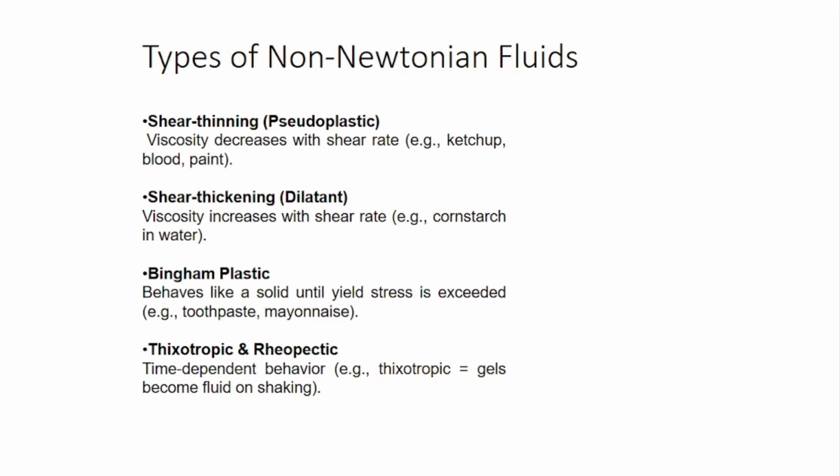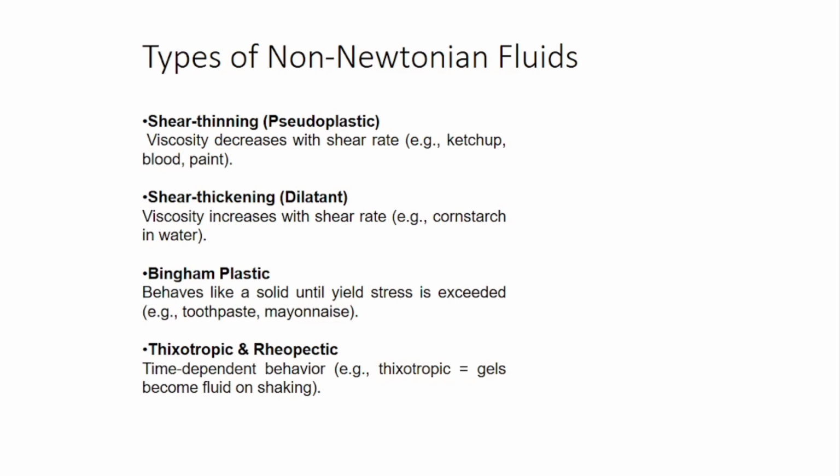The first one is shear-thinning, which is also known as pseudoplastic. Here, viscosity decreases with the shear rate. Think about ketchup or paint. The more you shake or squeeze, the easier it flows, right?